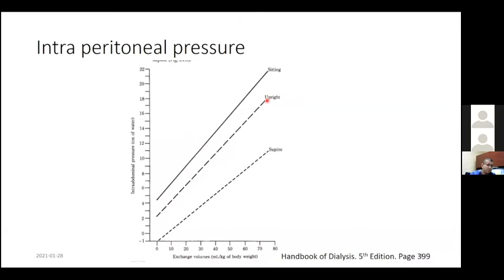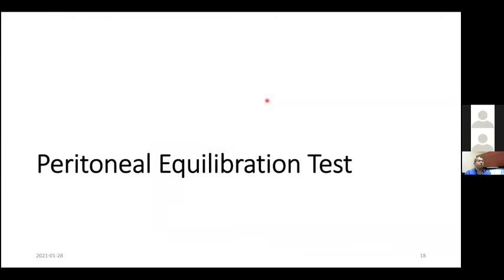Now, coming to what the peritoneal equilibration test is. Any questions so far?